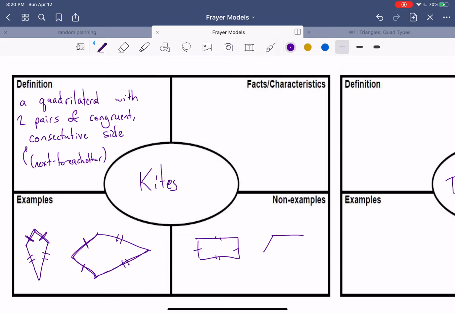A parallelogram, again, has two pairs of congruent sides, but they are not consecutive. And what you guys prefer as a diamond, which I will call a square or a rhombus. All of these sides are the same, so this is not a kite. I guess we could call it a kite, but we probably won't.